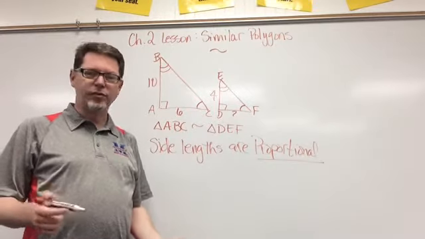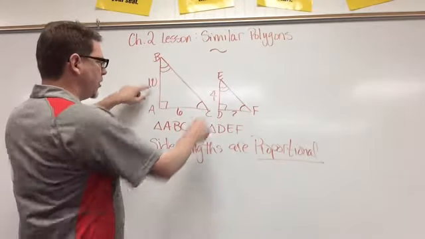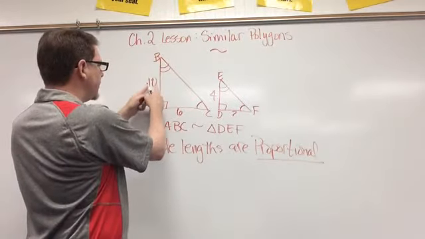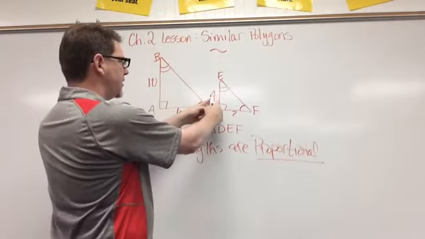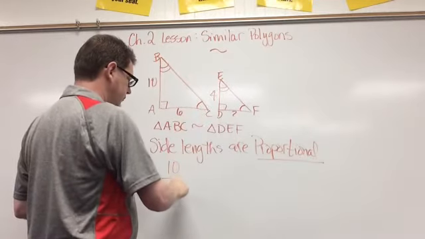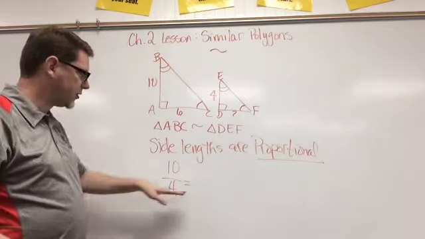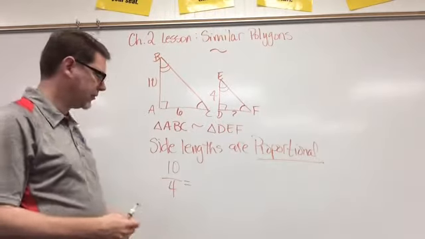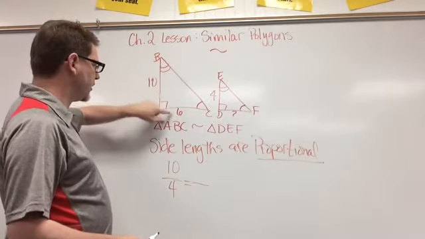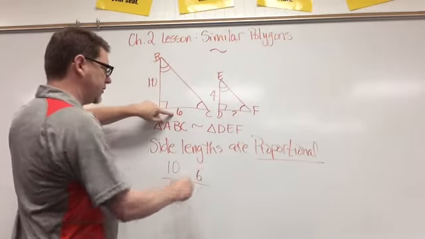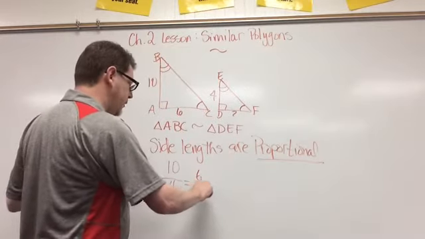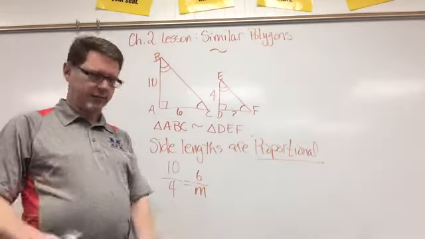So let's set up a proportion. We're going to start with the sides that we know. I know that this is 10 and this is 4, and those are corresponding sides. So we're going to start with 10 over 4. And we know in setting up a proportion we have an equal sign between the two fractions. Okay? Do I know the other measure in the triangle that has 10? Yes, that's 6. And I don't know the other, so I'm just going to put M for measure because I don't like to use X.